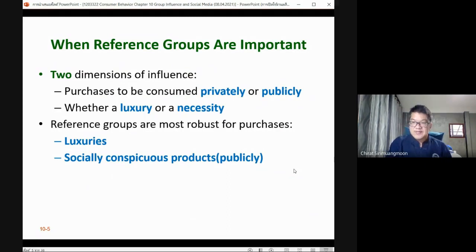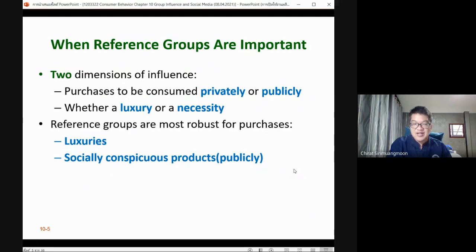For this case, we focus mainly on the brand, but for the products, we focus on the dimension between luxuries and necessity. If the product is very expensive, it means the product is more important. But if the product is for everyday use, is it a necessity? So the importance of the product is not quite high. Then let's come to when the reference group is the most important. The most important case is when both brand and product are very important.